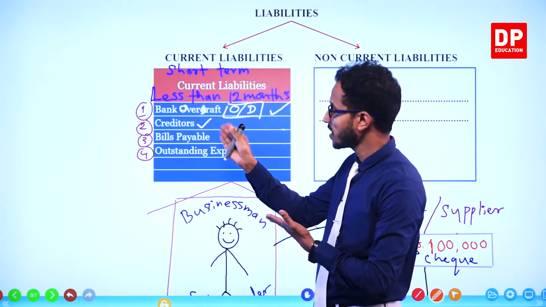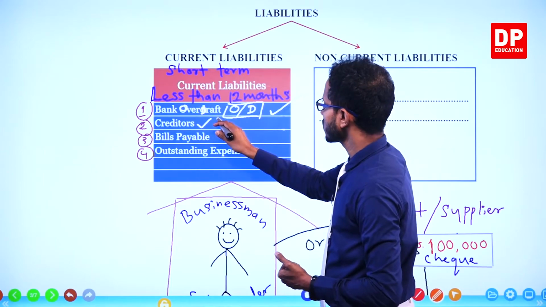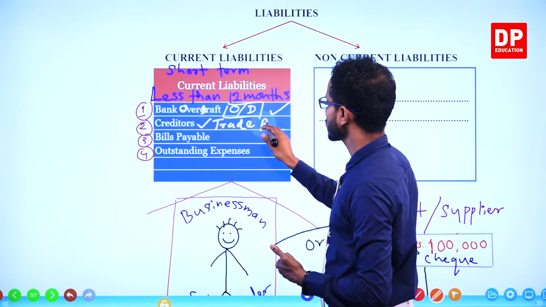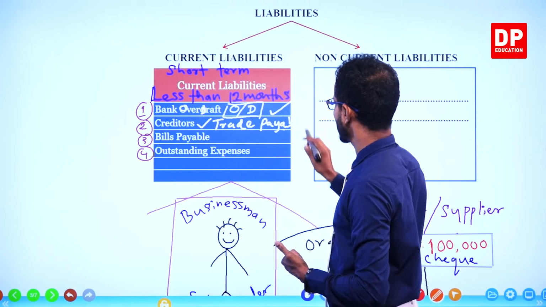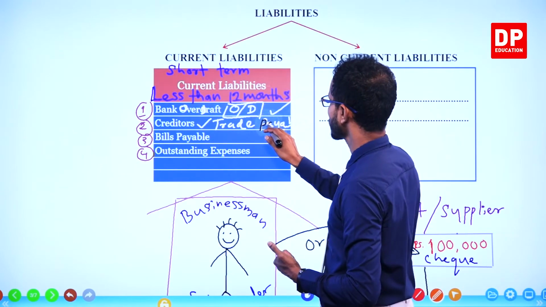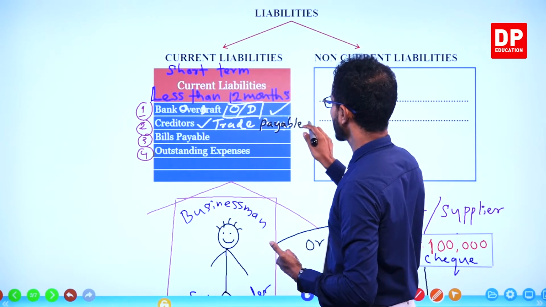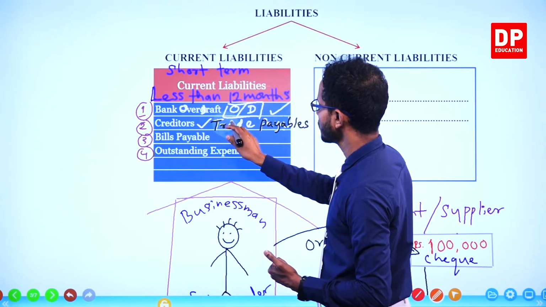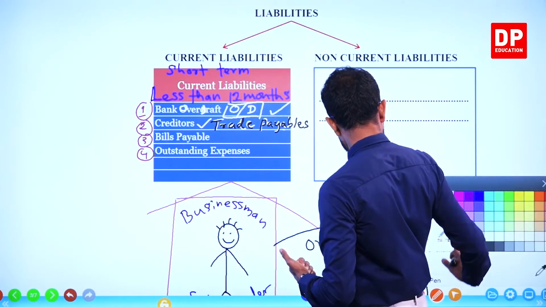These suppliers then become creditors to us. Creditors, short-term liabilities. There's another word, trade payables. We call them trade payables. Trade payables or creditors. Short-term liabilities, children.